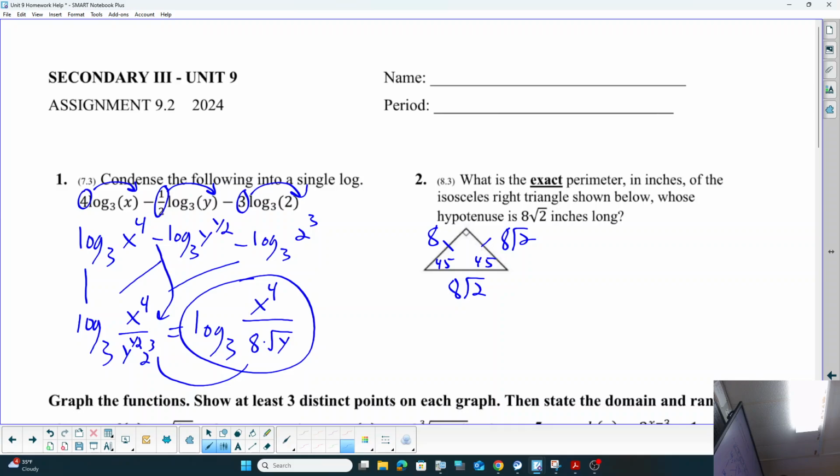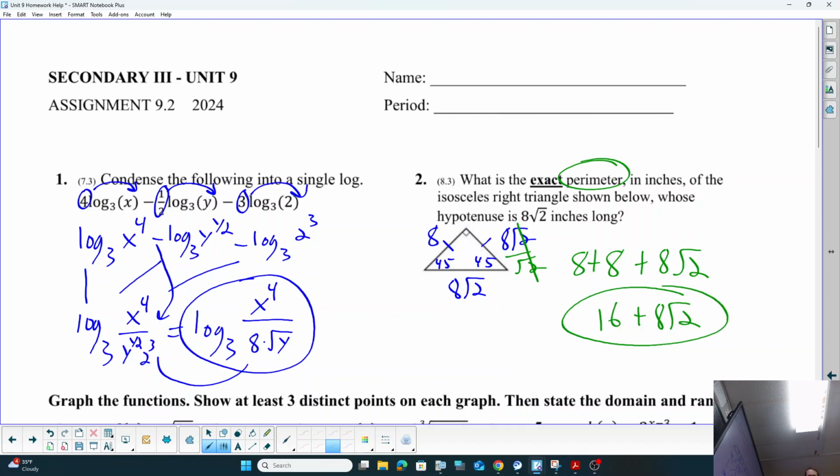So you take your 8 radical 2 and put it here. Then with 45, 45, 90, we divide by radical 2. It gives us 8 and 8. Now we're trying to find the perimeter, so it's 8 plus 8 plus 8 radical 2. I hope you try this one on your own. Stop copying me, that's cheating. You're not learning anything. Don't copy Newbold.